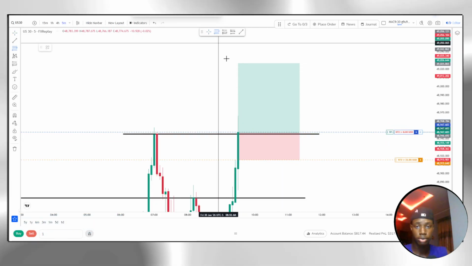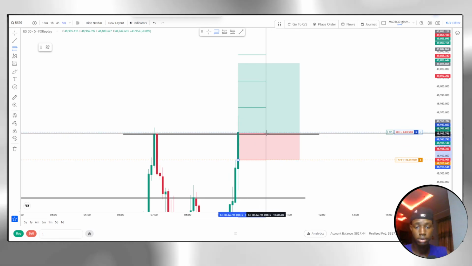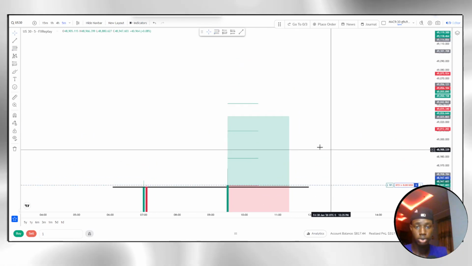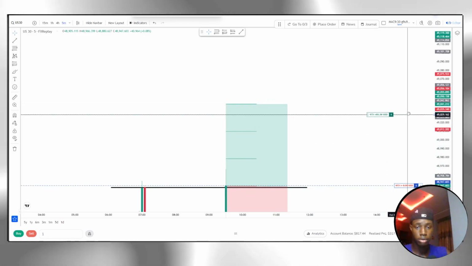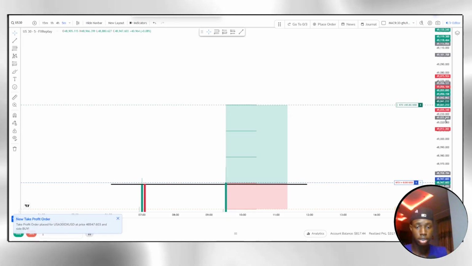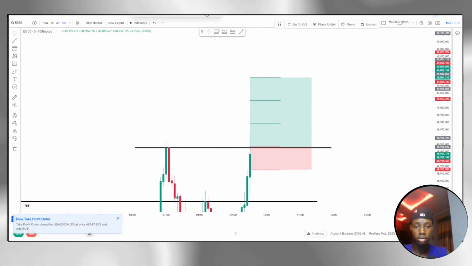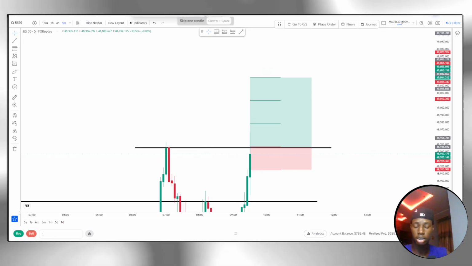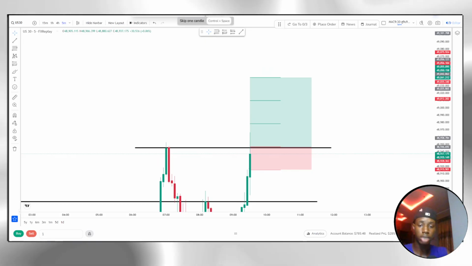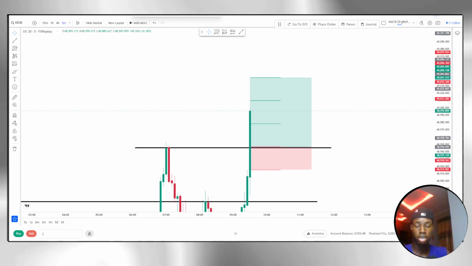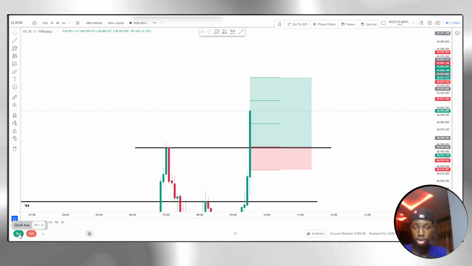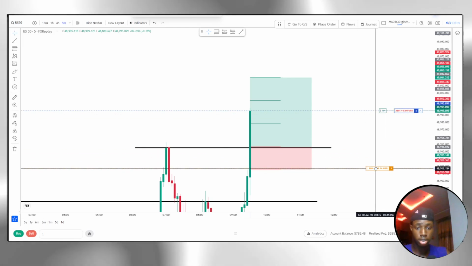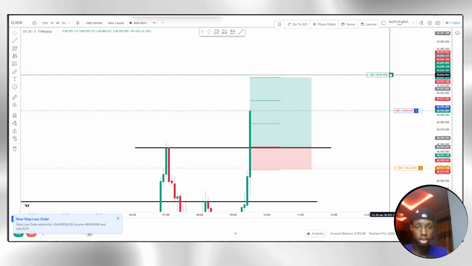Wait for it, 1 2 3, 1 2 3 risk to reward. TP right there. Yeah, so we lost in the first trade. Let's say we did not know. We have a second try. Anyways, we buy, stop loss right there, take profit right here.